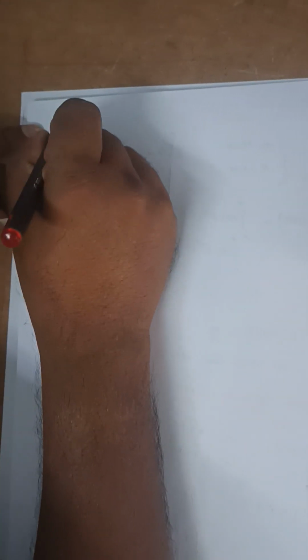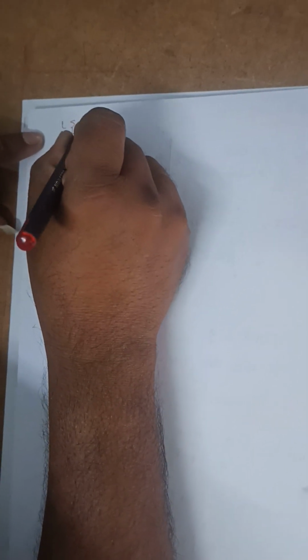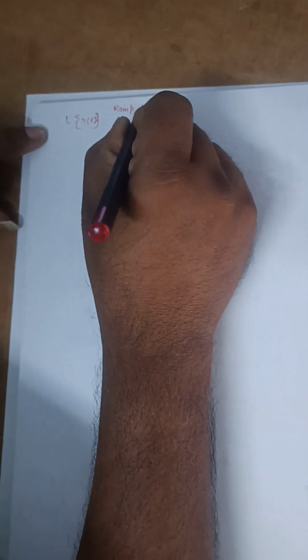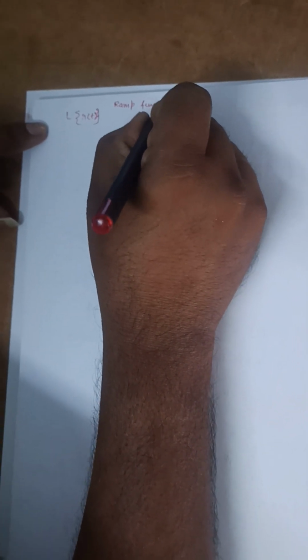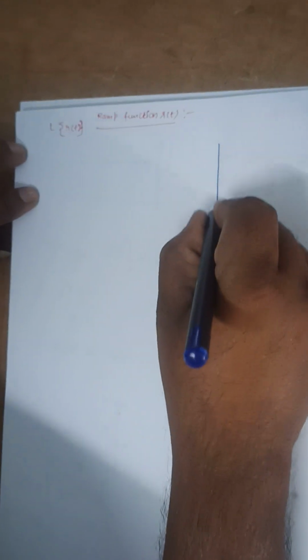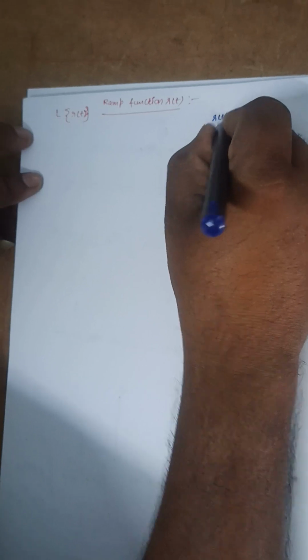Laplace transform for ramp function. Normally a ramp function can be denoted like this: r of t. So it is denoted like this. T, it is r of t.